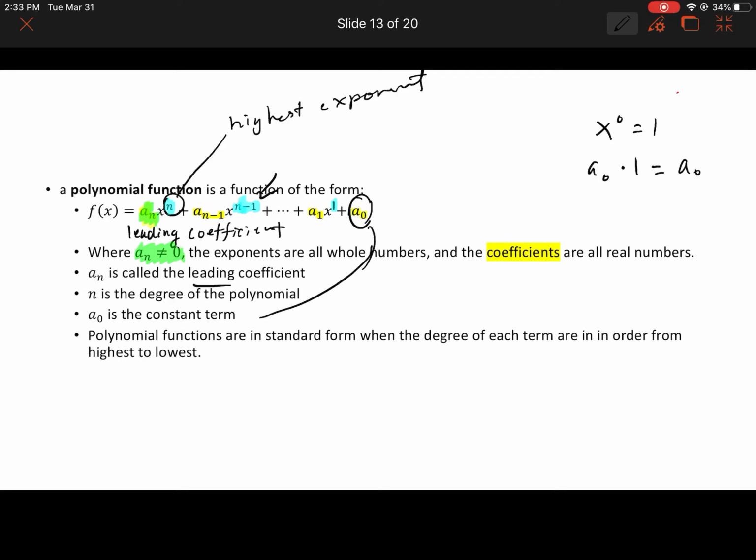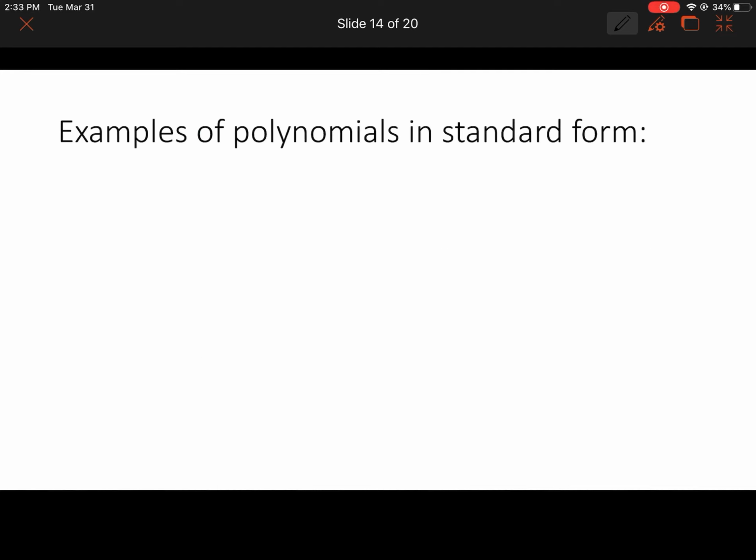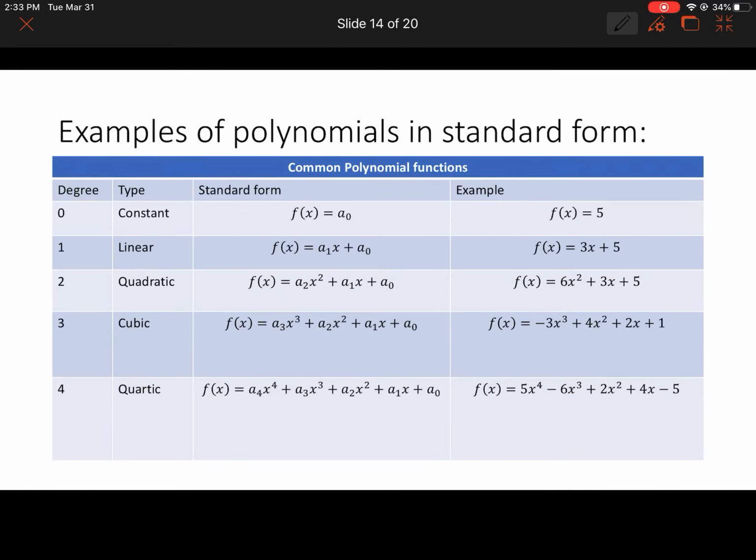Okay. And then this one is going to be one lower, and then it's going to keep getting lower and lower and lower, and then eventually it's going to get to 1, and then eventually it's going to get to 0, or just basically the x is non-existent. Okay. So here are some examples of polynomials in standard form. The degrees are over here on the left side. The types of functions are right here. The format for them is right here, and the examples for them are right here.